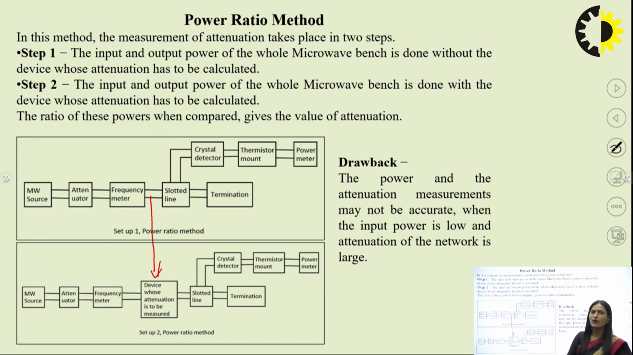But there is some drawback. The drawback is the power and attenuation measurement may not be accurate when the input power is low and attenuation of the network is very high. If input is very low but attenuation is very high, then this method is not an accurate method.